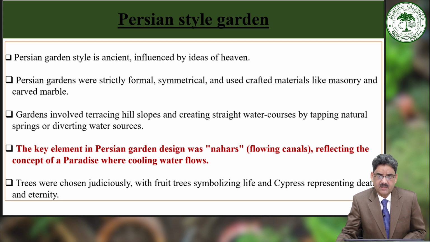A pivotal element in Persian garden design was the use of nahars or flowing canals, embodying the idea of a paradise with cooling water flows. Trees were carefully chosen, with fruit trees symbolizing life and cypress representing the theme of death and eternity.